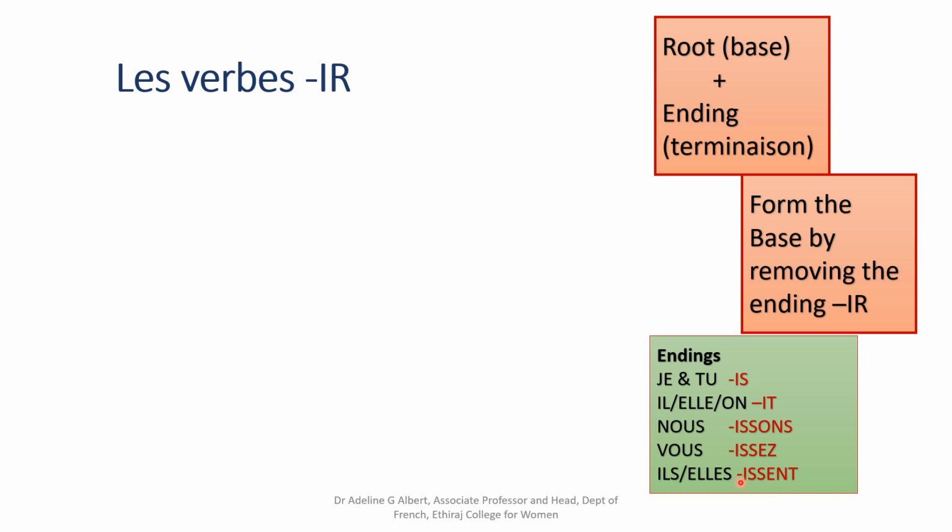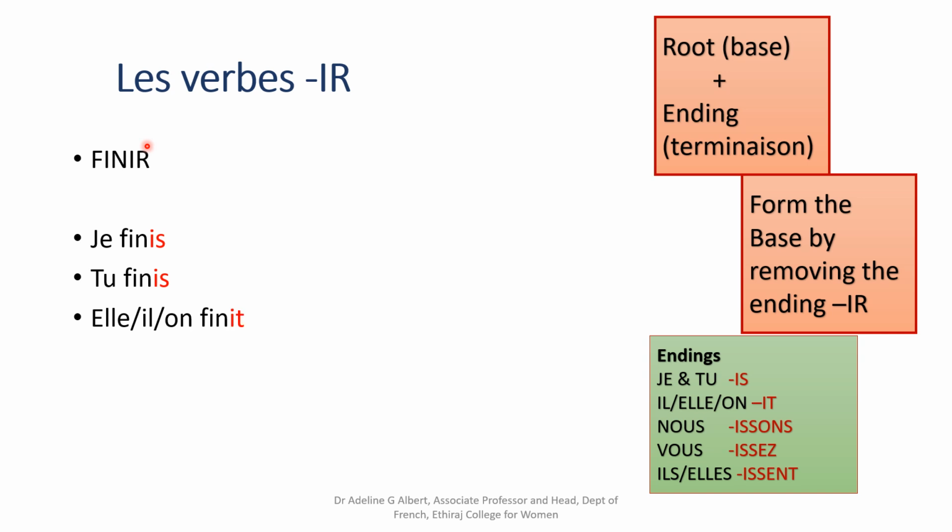D'accord? So let's take the verb finir, for example. That is my entire verb, my infinitive. I remove the IR and that is my base. My base is FIN. To FIN, I add IS. So now my verb is je finis, I am finishing, or I finish. Tu finis. D'accord? Tu finis, F-I-N-I-S. Base plus IS. Il, elle, on finit.